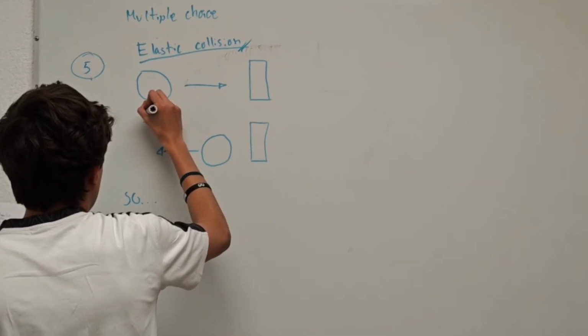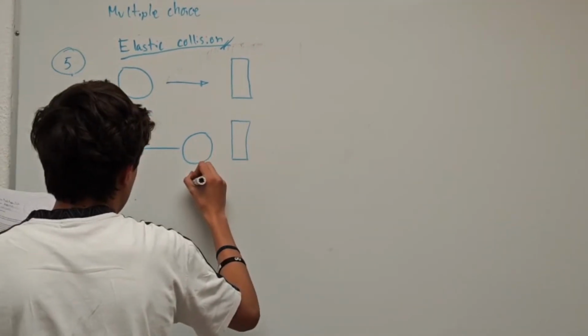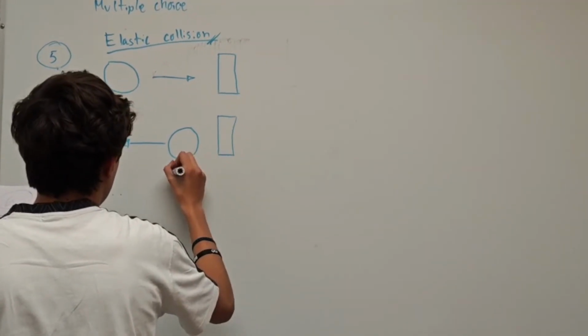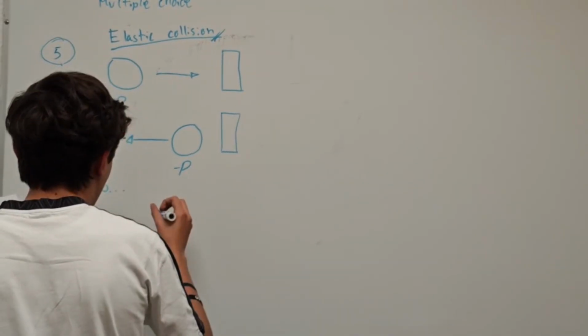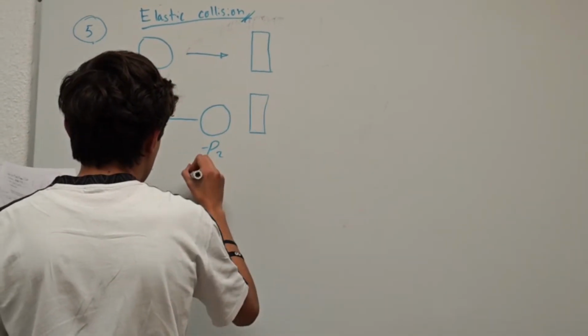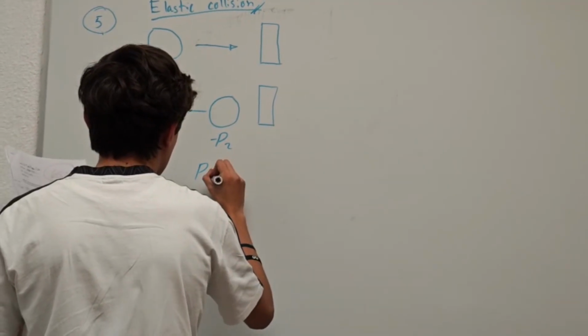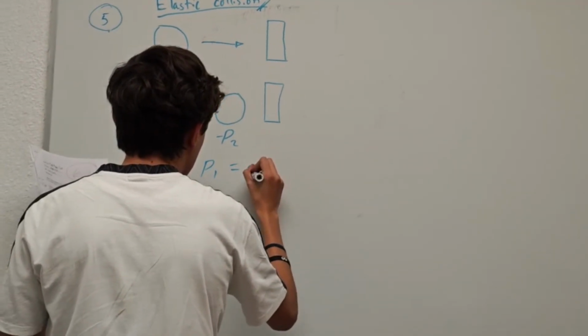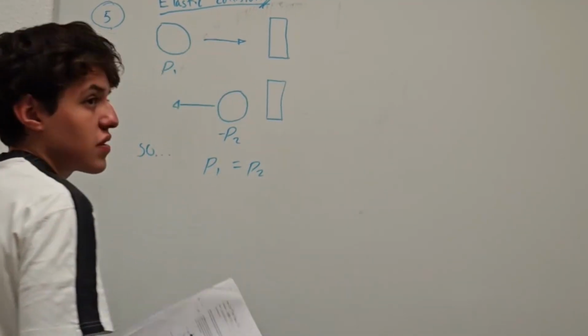So to solve this, we only have to take into consideration that the only thing that changed was the direction. So the magnitude of the momentum did not change. With this in mind, the only option that is correct is A. The change of the magnitude of linear momentum of the ball.